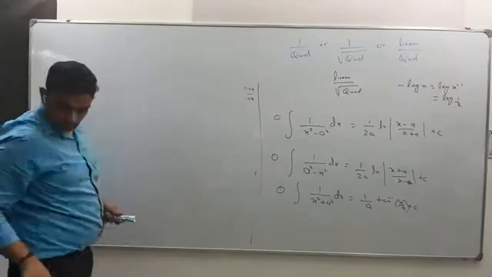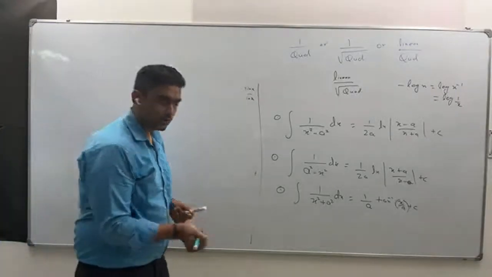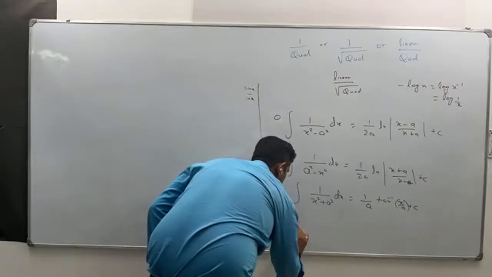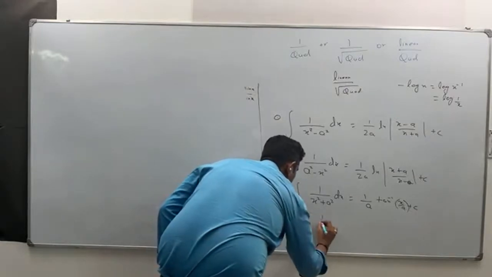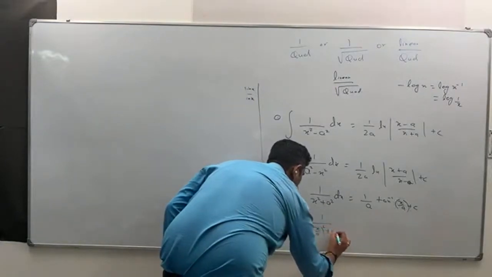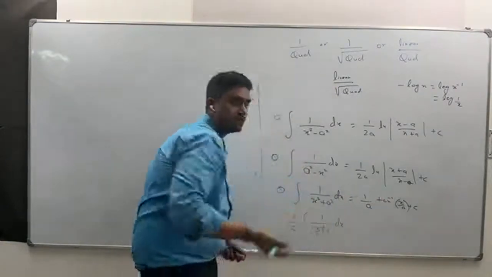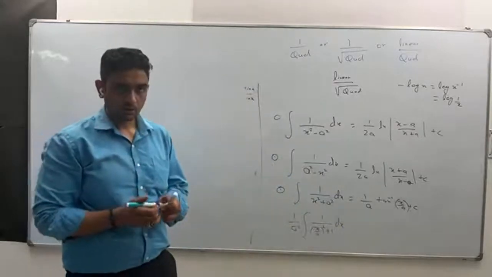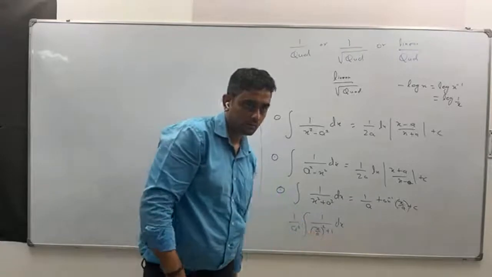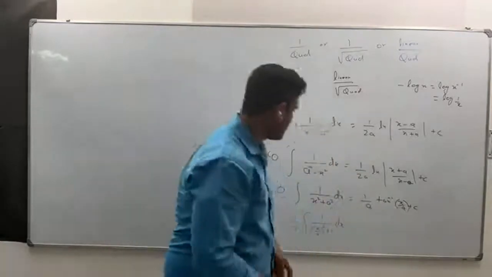So, in fact, I'll write the derivation quickly for this because it's simple. You are taking a square common, so you get 1 by a square. You'll get the integral of 1 upon (x by a) whole square plus 1 dx. Now from here it's a direct formula. This is your new x, this is your 1. So it is a direct formula.